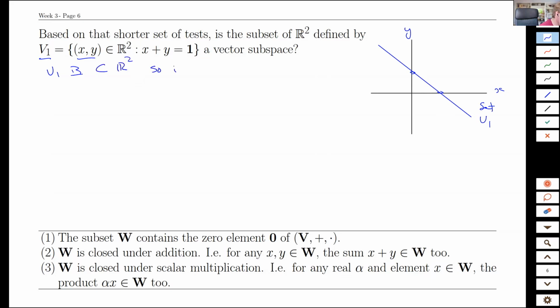So it could be a vector subspace of R2. Right? It's perfectly reasonable to take a look at that question. Is it though? Well, it has to satisfy those three properties.